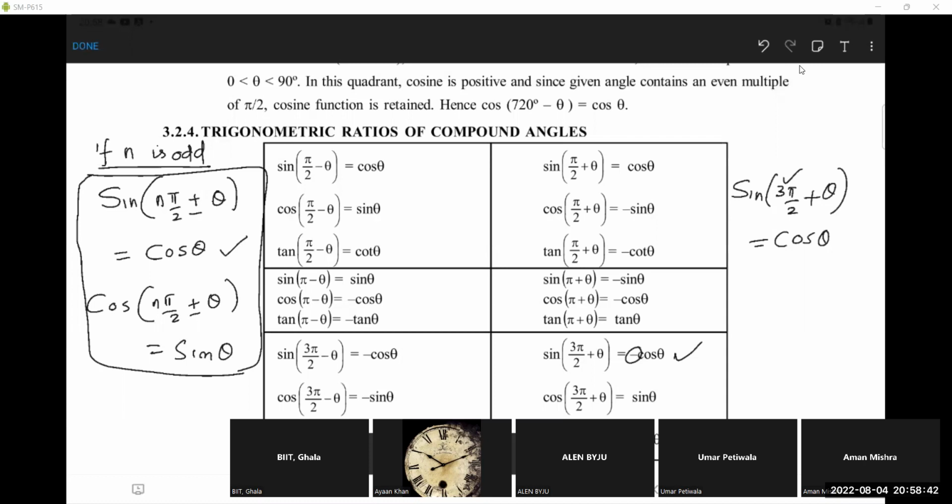Okay. Now, suppose I ask you, what about cos of 7 pi by 2 plus theta or minus theta? So 7 is odd. So cos will give a sine. So you can write sine theta.